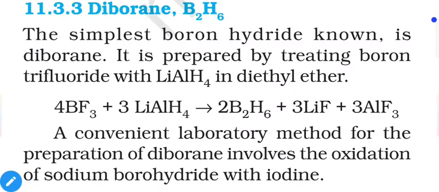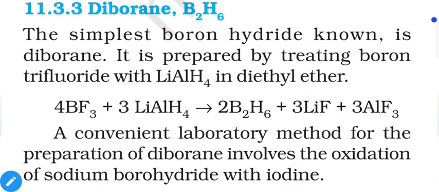Next compound is diborane. As mentioned earlier, in the case of AlCl3, AlCl3 will be present in the form of a dimer. That means two different AlCl3 molecules will combine with each other because of incomplete octet or because of electron deficiency. The same goes for B2H6. Here we have two BH3 molecules attached to each other because of electron deficiency, and it is the simplest boron hydride.